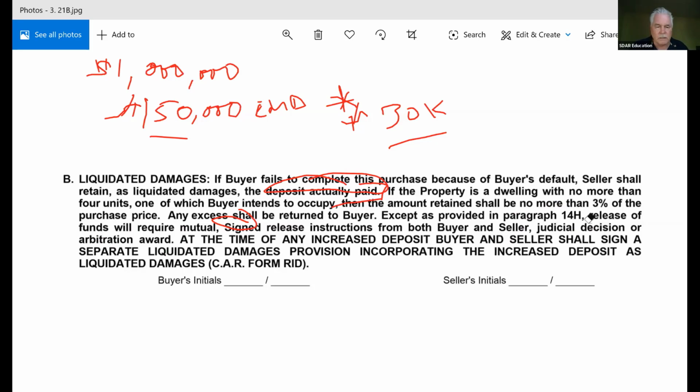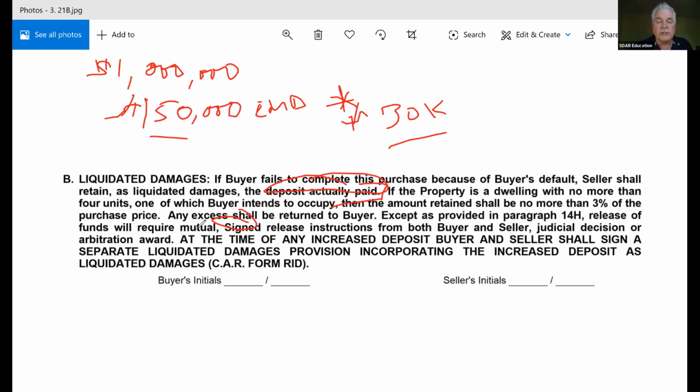Okay. Question. I got another one here. Doesn't intend to occupy. Okay. Let me finish here. Hold on a second, Claudia. I got you. Okay, so at the time of any, sorry, I keep forgetting to erase my eraser.